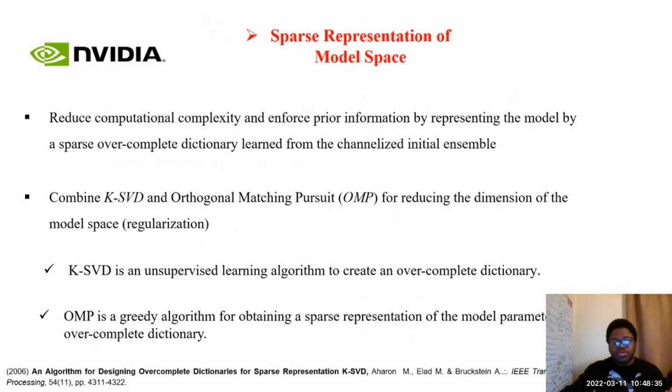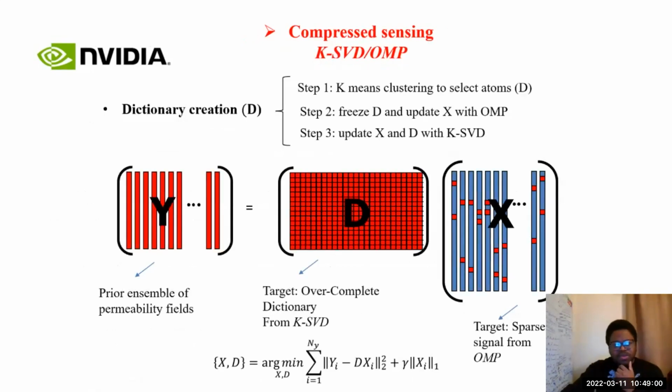KSVD was developed by Dr. Aharon at Ben Gurion University, and OMP takes it from spatial to sparse. So you want to convert a probability field from the spatial domain to the sparse domain, which makes the inverse problem less ill-posed and reduces the computational complexity in the Kalman gain. And then, when you're done, you want to back transform to the spatial field.